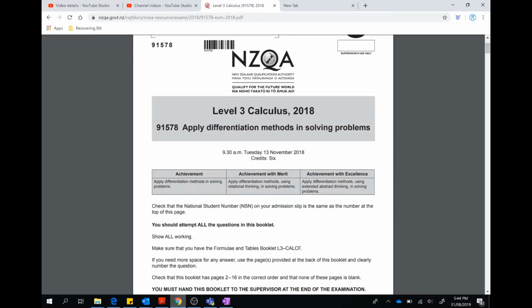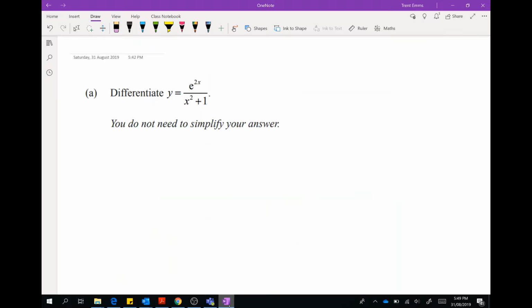Today we'll be covering the Level 3 Calculus Differentiation Paper 2018, Question 3. Part A. Differentiate y equals e to the power of 2x all over x squared plus 1. You do not need to simplify your answer. So all they want you to do here is differentiate this to get dy by dx, and then we're done.